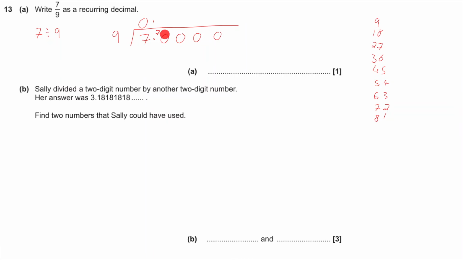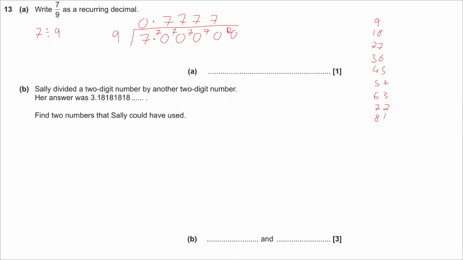Now 9 into 70 goes 1, 2, 3, 4, 5, 6, 7 times before you go over. So 7 gets you to 63. 63 to 70, you've got a remainder of 7. And you can see it's going to be the same thing going on now. 9 into 70 again goes 7, remainder 7, and the pattern continues: 7, remainder 7, 7, remainder 7.